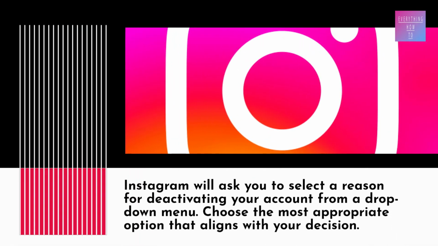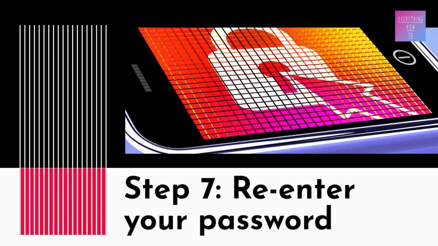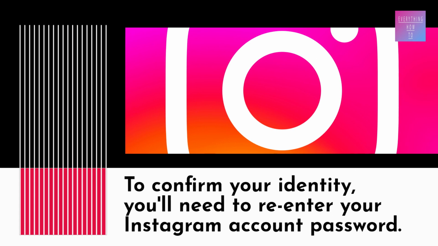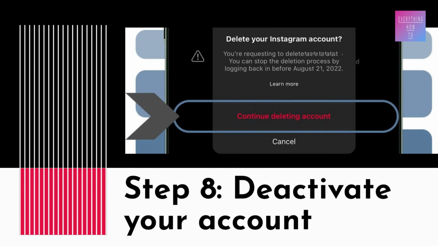Step 6. Provide a reason. Instagram will ask you to select a reason for deactivating your account from a drop-down menu. Choose the most appropriate option that aligns with your decision. Step 7. Re-enter your password. To confirm your identity, you'll need to re-enter your Instagram account password.